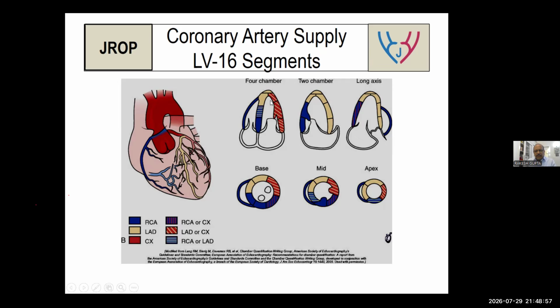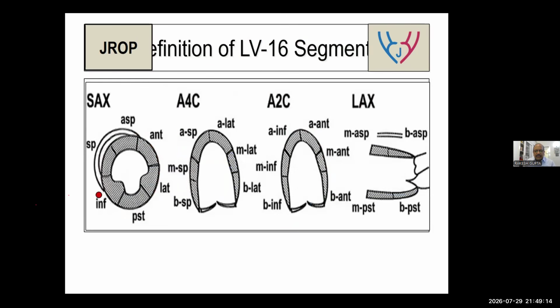So if you talk of a 4-chamber view, we talk of middle and basal septum, middle and basal inferior wall supplied by RCA. Middle and basal posterior wall, middle and basal lateral wall supplied by circumflex. Rest all by LAD. And that's what you should remember when we talk of wall thickening abnormalities.